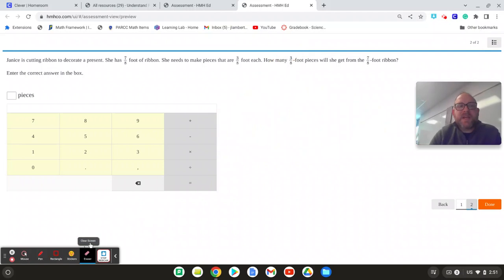All right, for the next one, Janice is cutting ribbon to decorate a present. She has 7/8 of a foot of ribbon. She needs to make pieces that are 3/8 of a foot each. How many 3/8 foot pieces will she get from the 7/8 foot of ribbon? Enter the correct answers in the box. All right, so we need to figure out how many pieces she has got. So she, of course, has 7/8 of a foot of ribbon total.